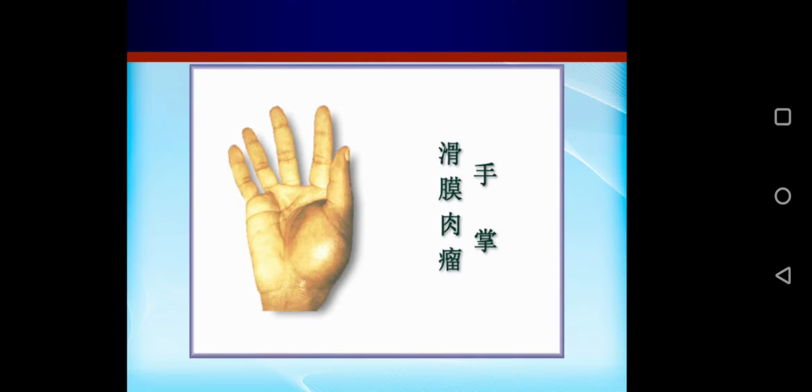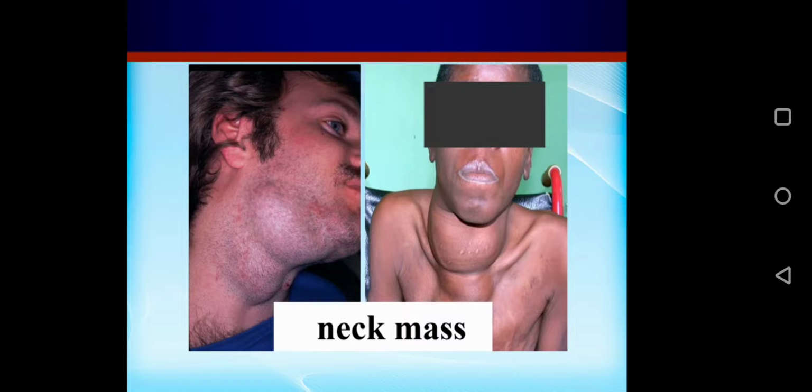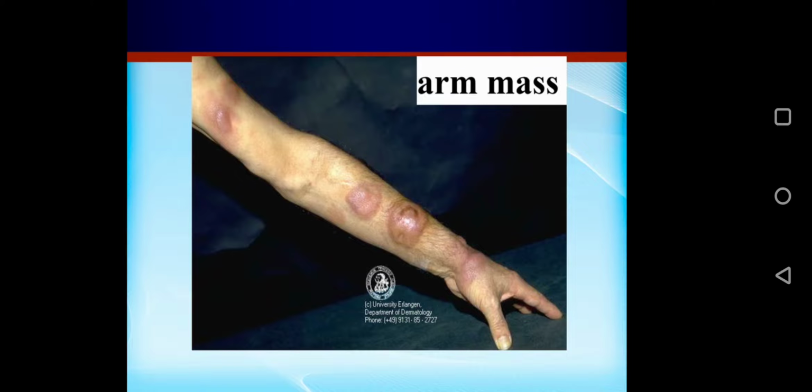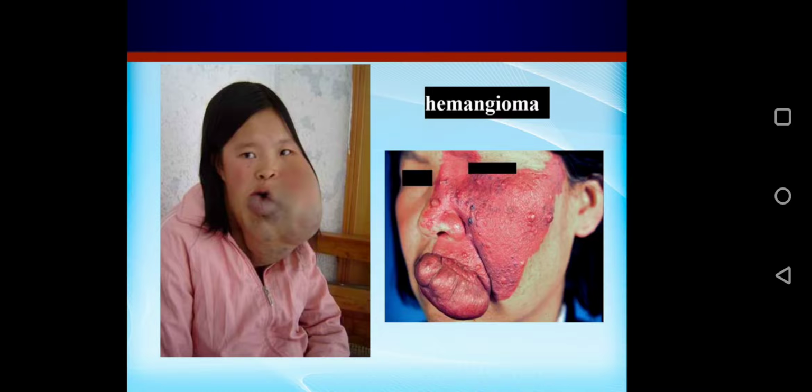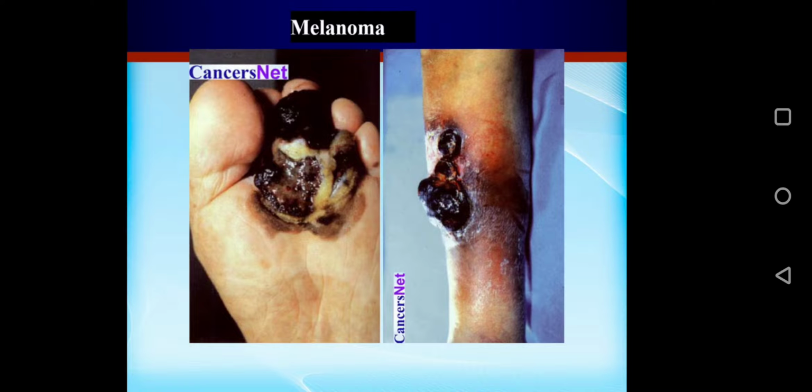And this is a big mass on the palm. This is a synovial sarcoma. And this is a neck mass. This is lymphoma. And here we can find an arm and face mass, very big, and it's red. This is a hemangioma. And here we can find a black mass on the foot. Here is another picture, a black mass. This is the melanoma.